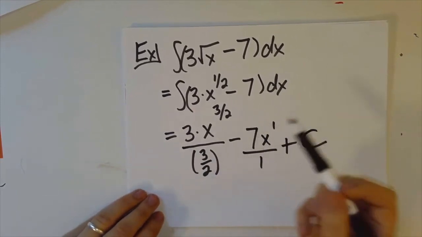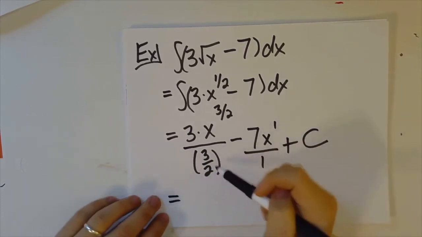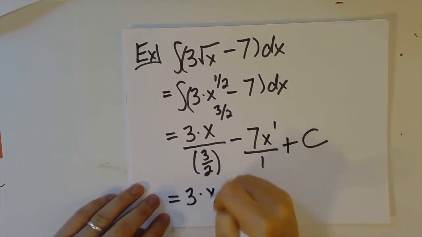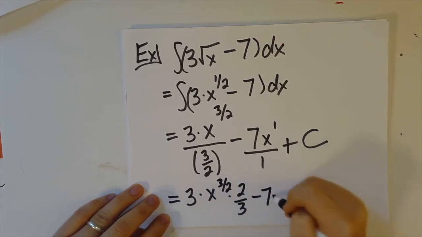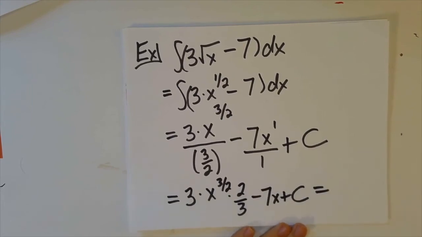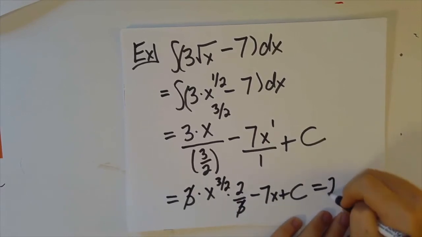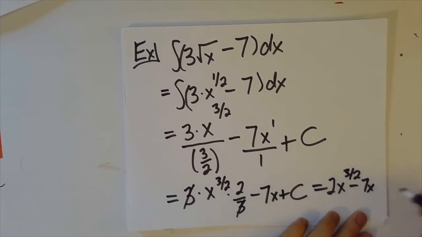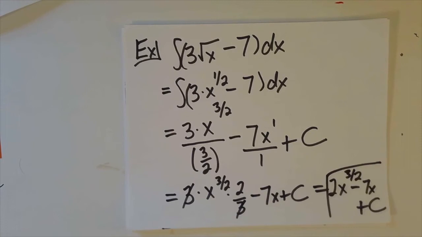And I can go ahead and clean all of this up a bit. So this 3 halves in the denominator, that's the same as multiplying by 2/3. Okay, and so when I multiply by 2/3 like that, the 3's are going to cancel, and I'm going to get 2x to the 3 halves minus 7x plus c, and that will be my answer for this integral.